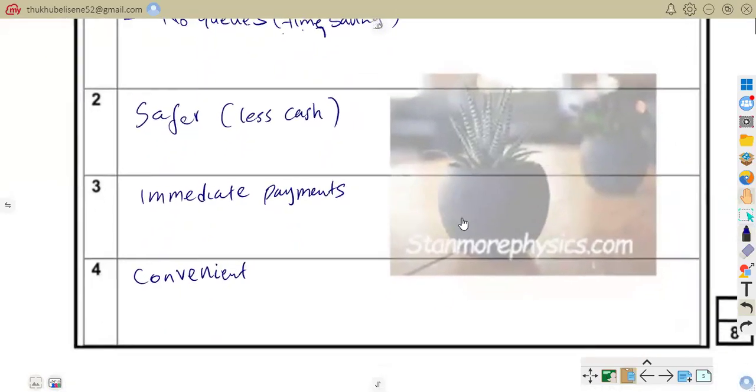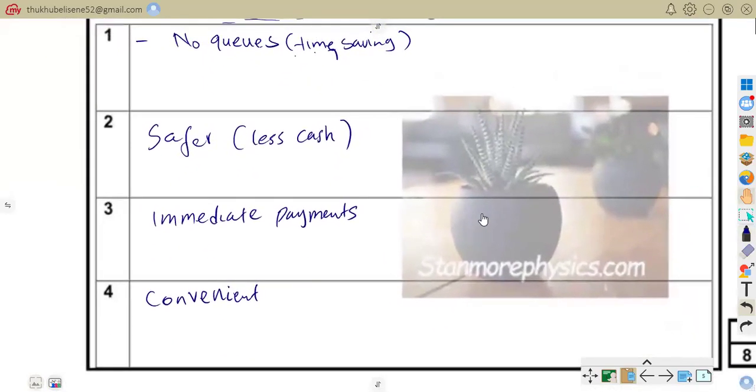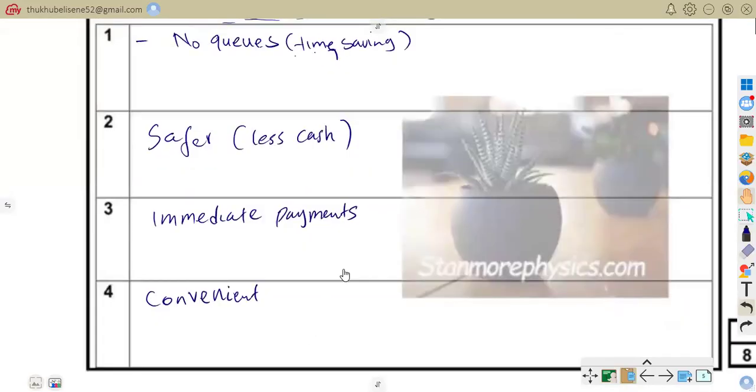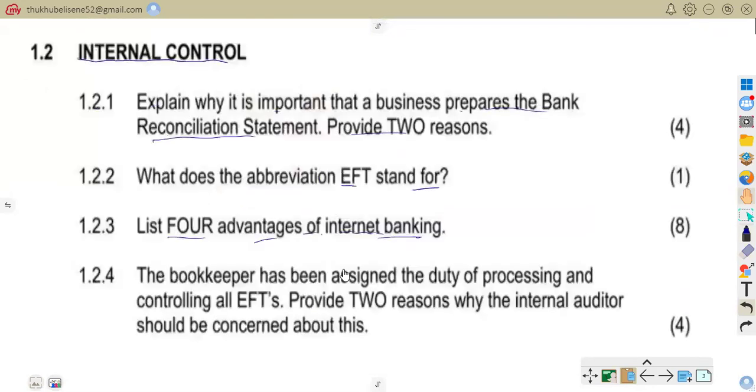So now let us move on to another question. 1.24 says the bookkeeper has been assigned the duty of processing and controlling all electronic funds. Provide two reasons why the internal auditor should be concerned about this. Why is he going to be concerned about this? So that is that.